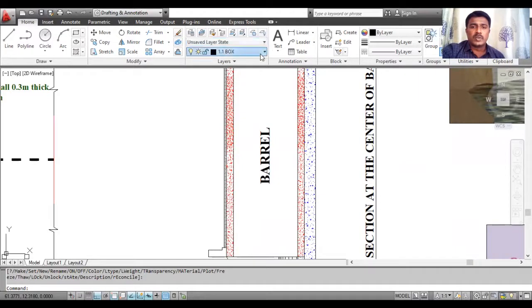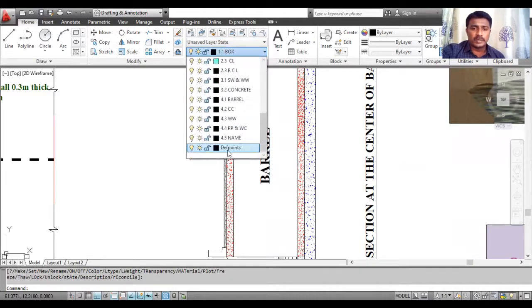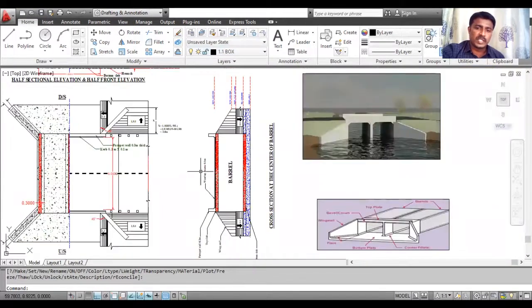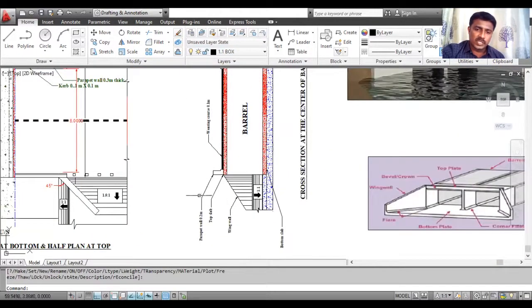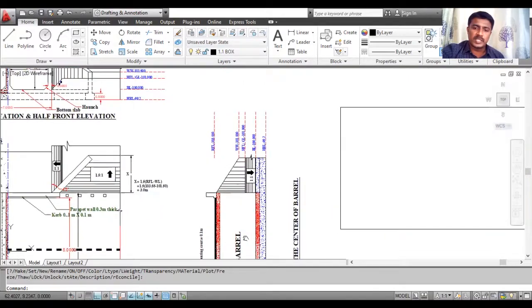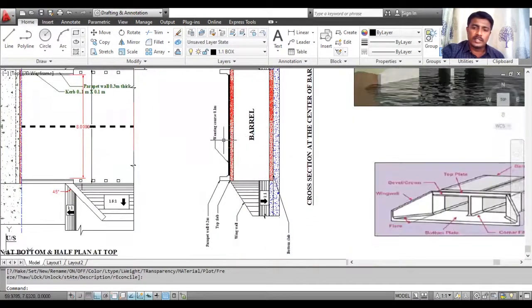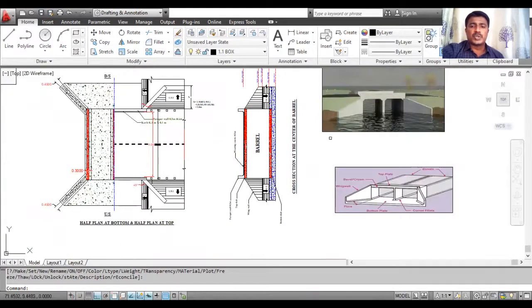So finally you have to show the name of different components. So this is the wearing course. So this is the parapet wall. This is the top surface of slab. This is the wing wall. So this is a canal slope. So this is the bottom slab. So this is a barrel, and this is the wearing course. So this is the procedure to draw the cross section at the center of the barrel.